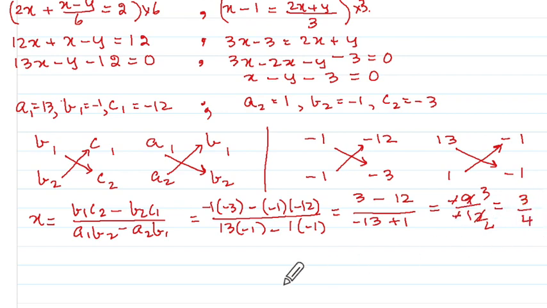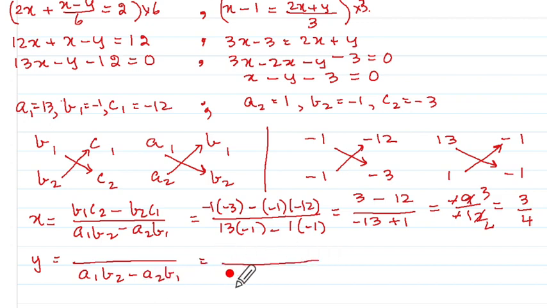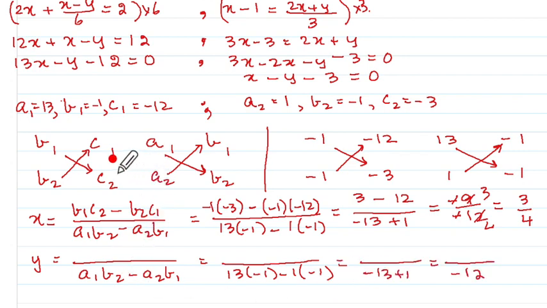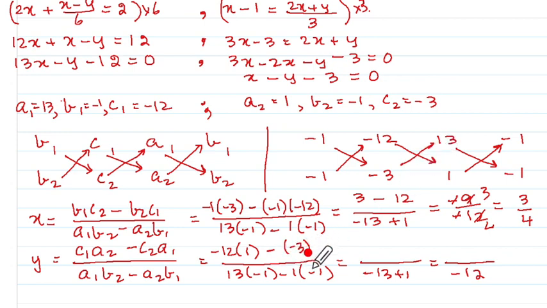So X is 3/4. For Y we are going to take the same denominator. So keep this as it is. Write this as it is. Now numerator will be your C1 A2. So C1 A2, that will be your -12 into 1 minus C2 A1. So that is minus, and here like this. So -3 into 13. So that gives us here -12, and minus into minus is plus.